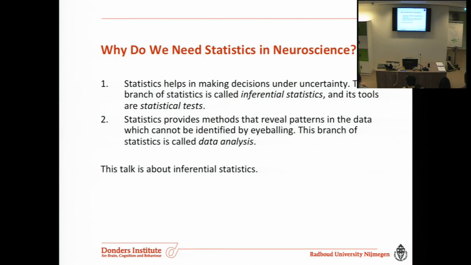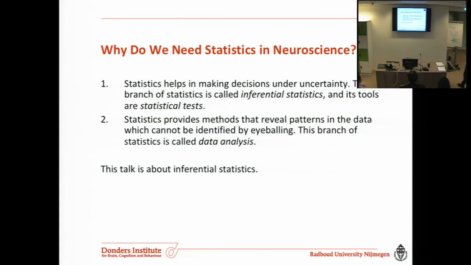Okay, first question, why do we need statistics in neuroscience? The answer is that statistics helps us in making decisions under uncertainty. And this particular branch of statistics we call inferential statistics, and we all know it via its tools, the statistical tests, like a t-test, a z-test, an F-test, chi-square test, you all know. Those are the tools of inferential statistics. All these tests are based on a p-value, and a decision is being taken on the basis of the p-value.